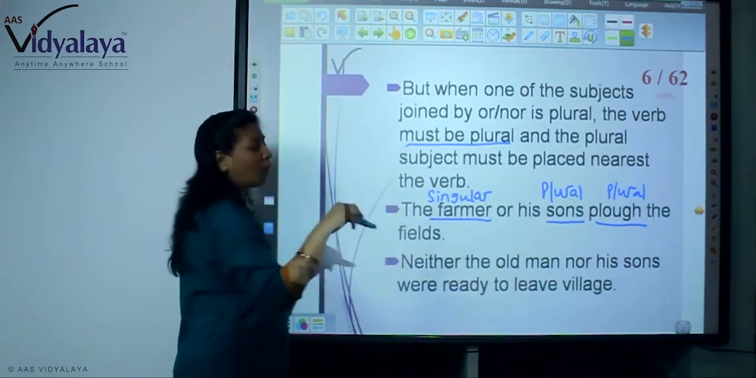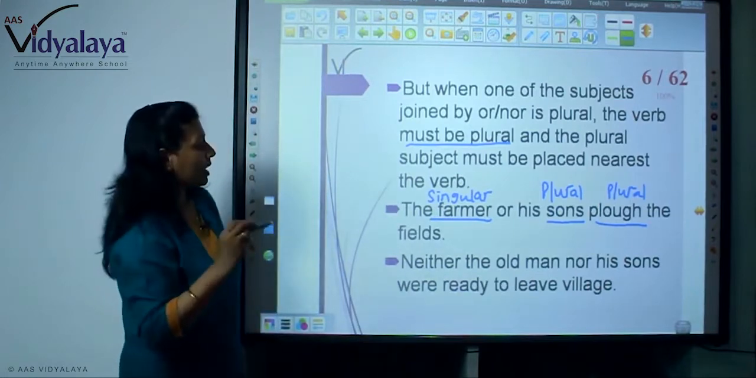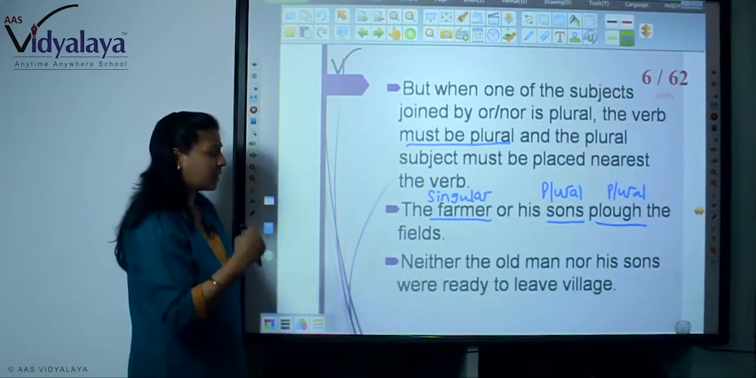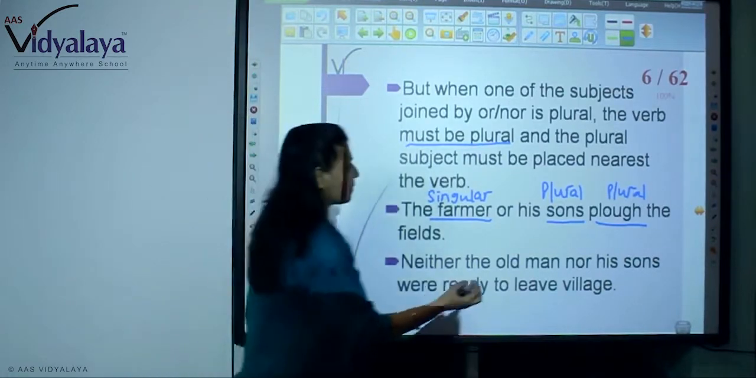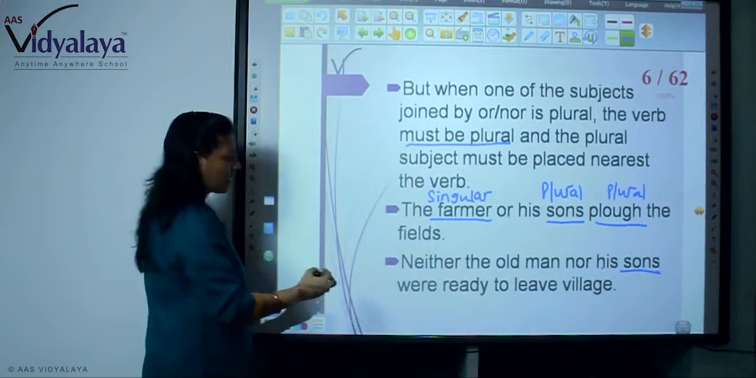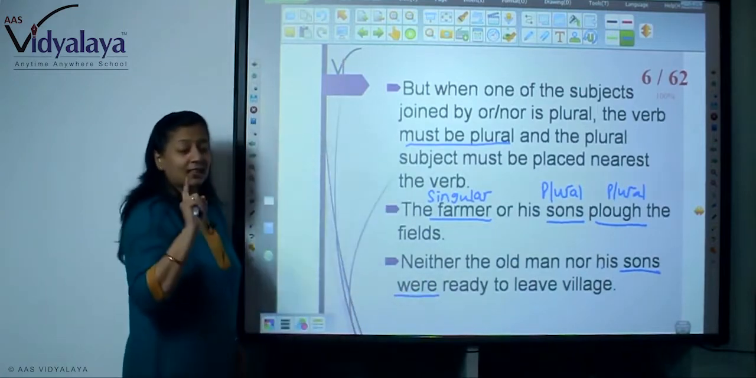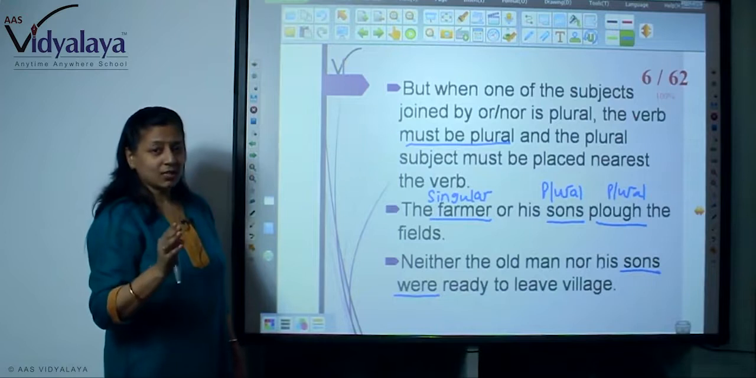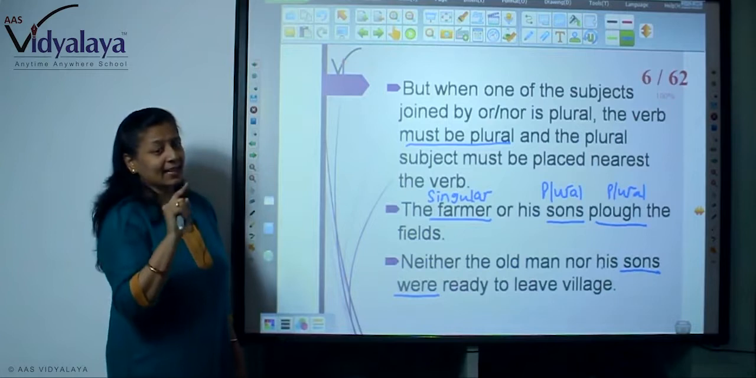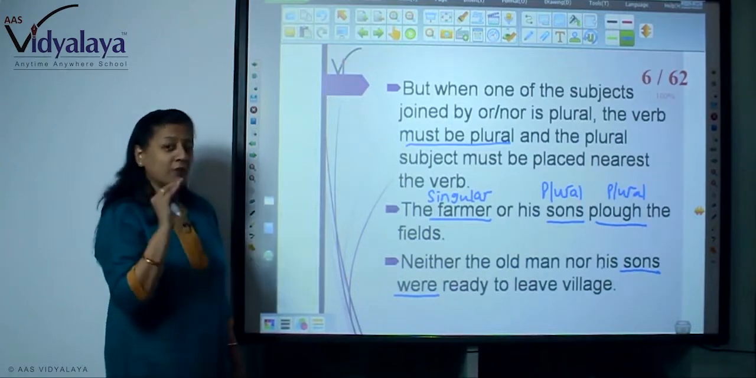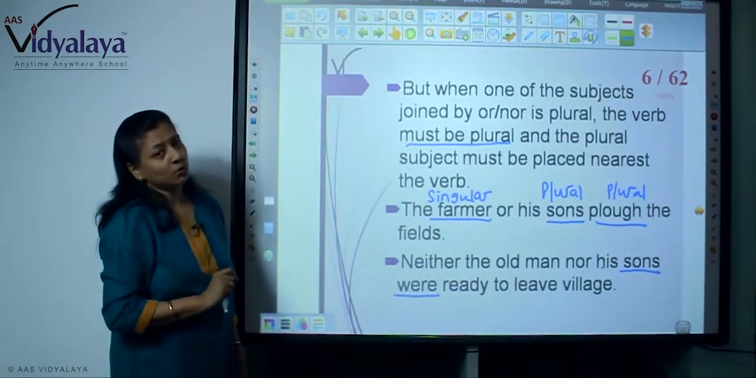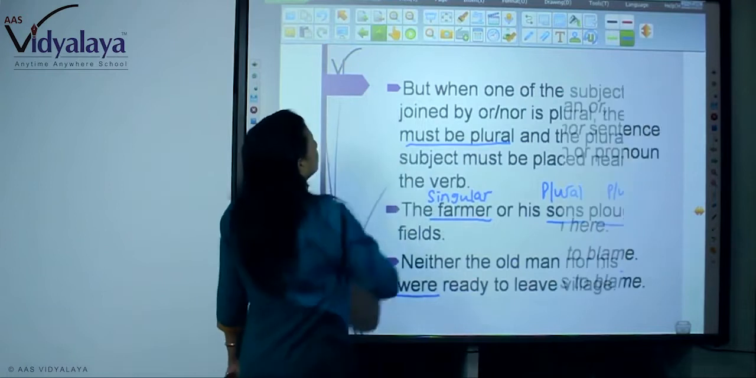Either the farmer or his sons plow the fields. Neither the old man nor his sons were ready to leave the village. So, nor his sons, again the plural subject. So here it is were, not is or was. Understood? Very easy to understand. Go through the slide again and again. Once you go through the slide, you will have a clear understanding of this particular portion, and it's very important to learn.